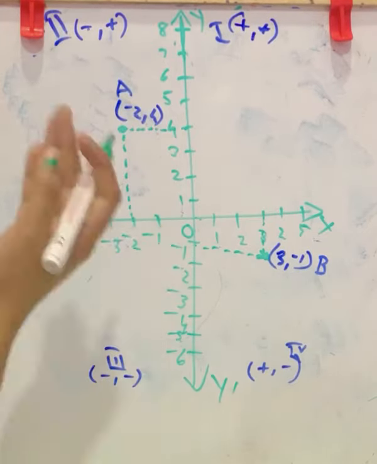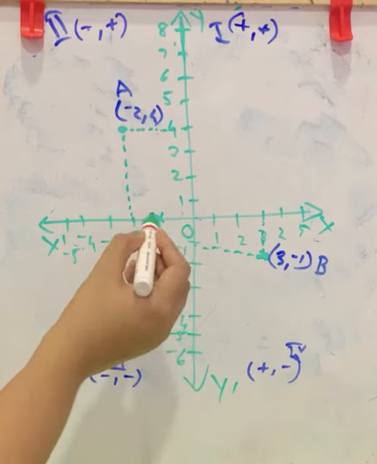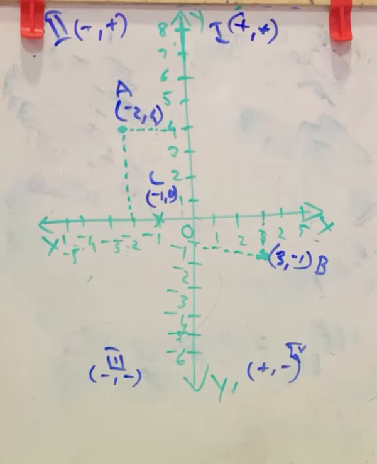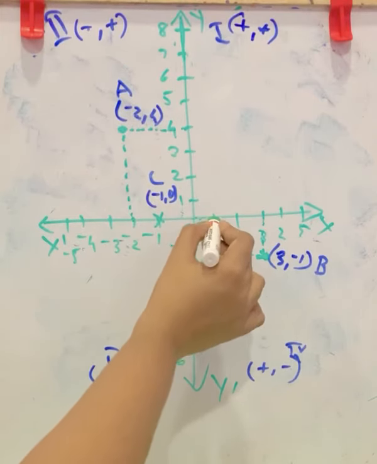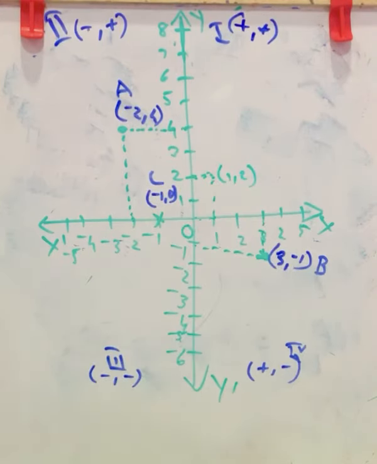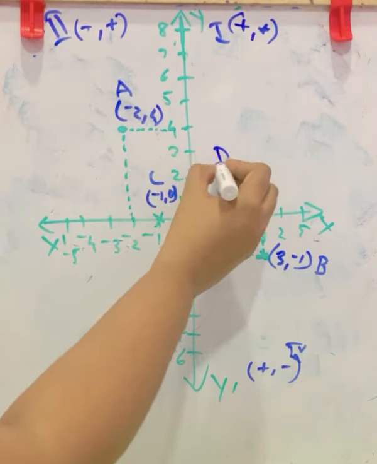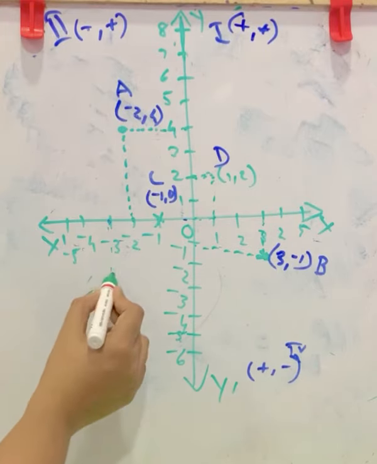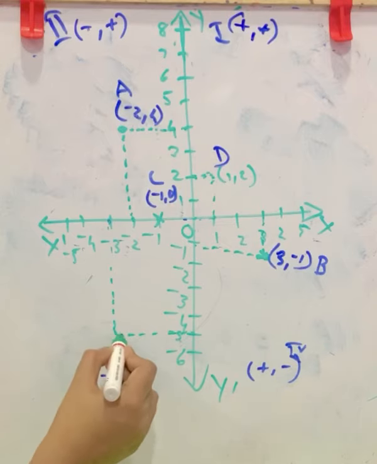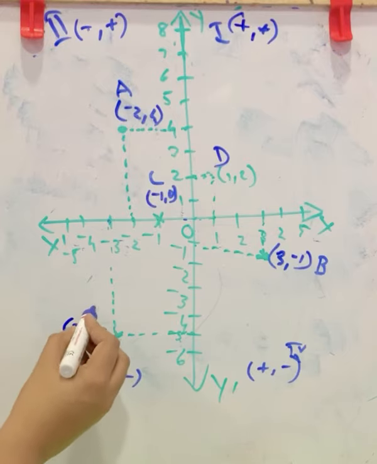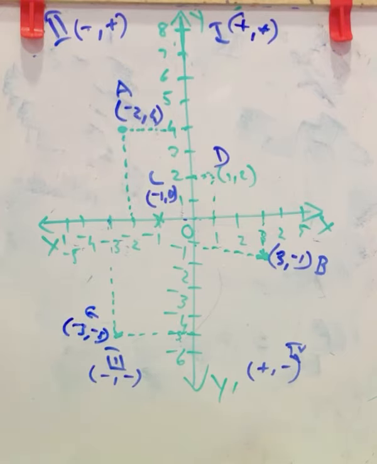Next, -1, 0. 0 is the height. Coordinate 0 means it lies on the x-axis. So this is -1, 0. Let it be C. Next is 1, 2. 1, 2 is the height. So here 1, 2. This is D. It is in first quadrant. Next, -3, -5. -3 till -5. This is the point. -3, -5. That is E, and it is in the third quadrant.